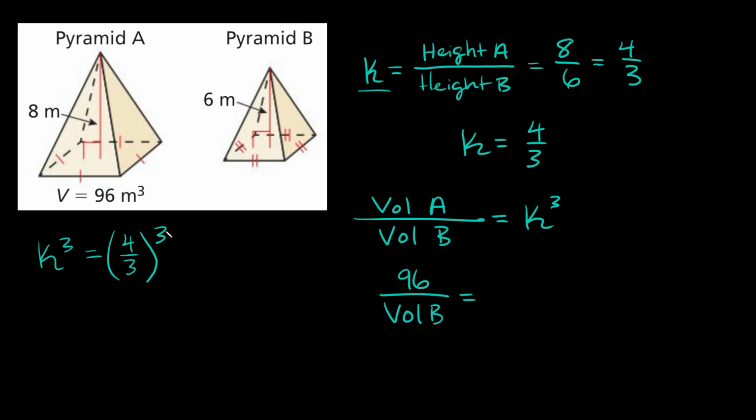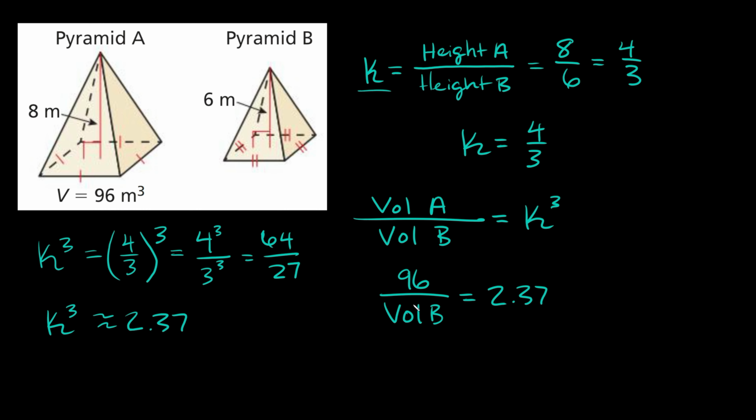Now, in order to apply an exponent to a fraction, you just apply it to the top and the bottom. So we can write this as 4 cubed over 3 cubed. 4 cubed is equal to 64, and 3 cubed is equal to 27. If you divide these, 64 divided by 27, you'll get approximately 2.37. So k cubed is equal to approximately 2.37. That's what we're going to plug in for this k cubed right here, so 2.37.